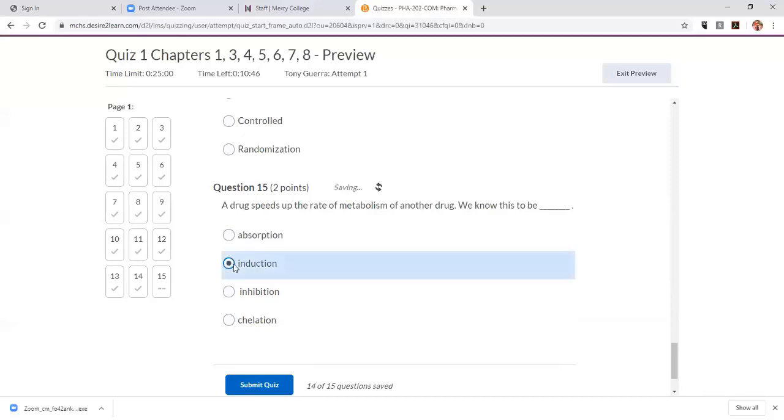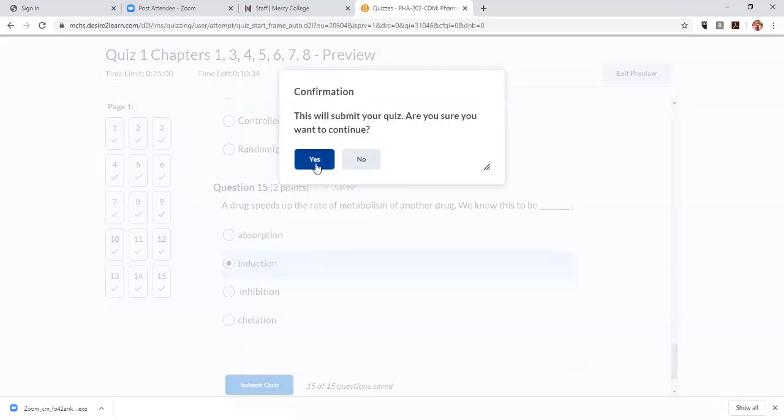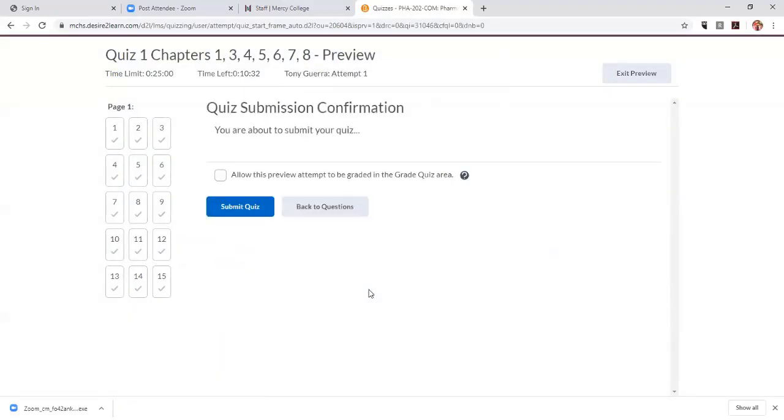And this is usually what happens. So my kids, they're great. They normally get along, but sometimes somebody just says the wrong thing at the wrong time, and voila. Okay. Submit the quiz. Yes, I'm sure I want to continue. Okay.